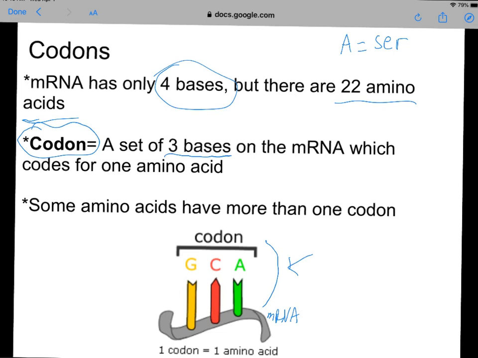Now there is some overlap. Some amino acids have more than one codon that code for themselves, because if we use sets of 3 bases, we end up with sort of too many possibilities for the 22 amino acids, but 1 or 2 isn't enough. So there is some redundancy and some overlap there. I'm going to show you the chart on the next slide.